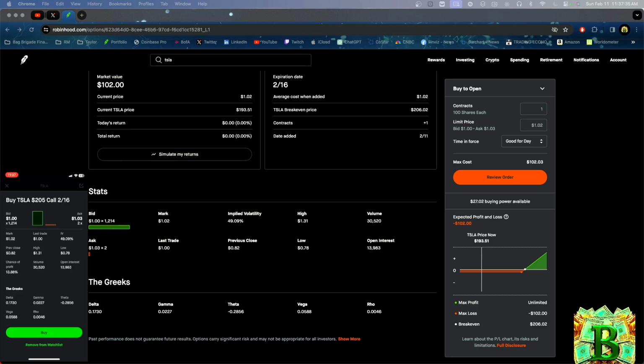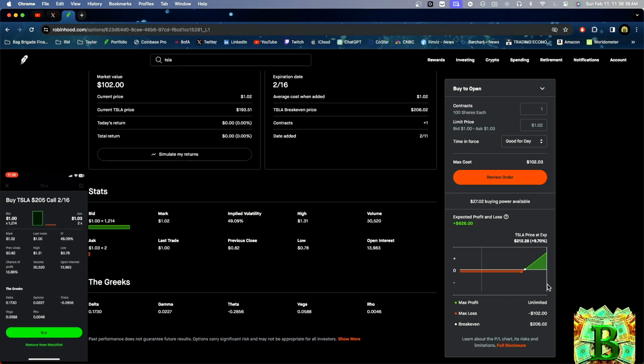So delta can be viewed as the probability of the option expiring in the money. For example, given this Tesla 205 call that we're looking at, the option has a 17.30% chance of expiring in the money.